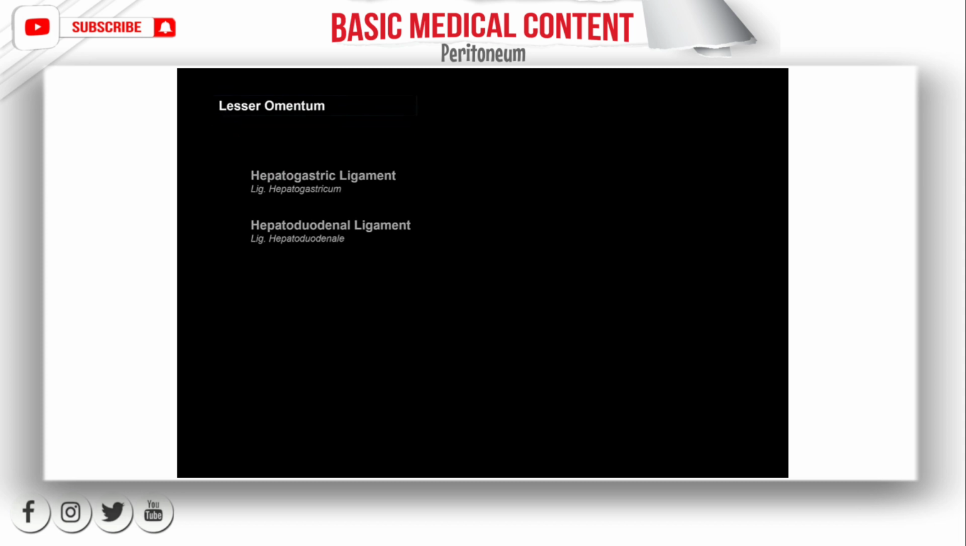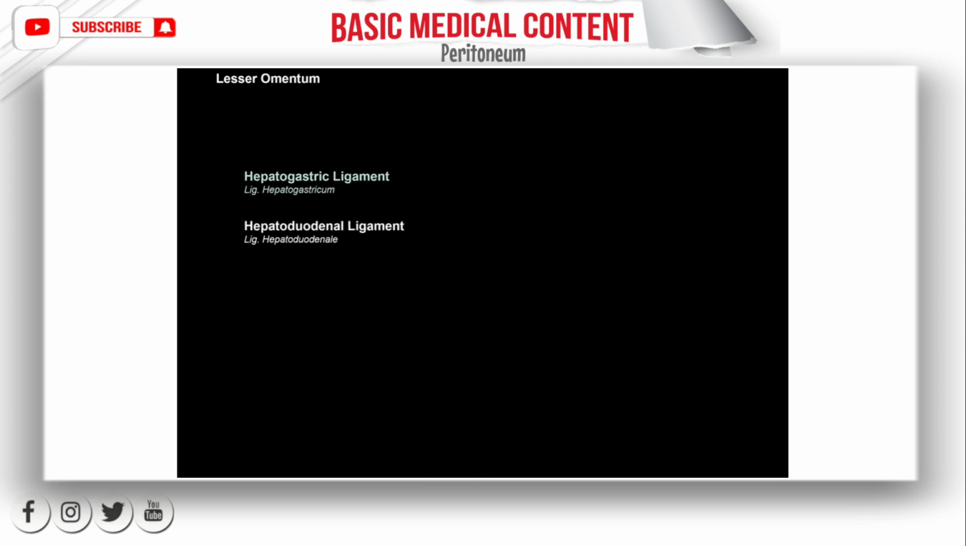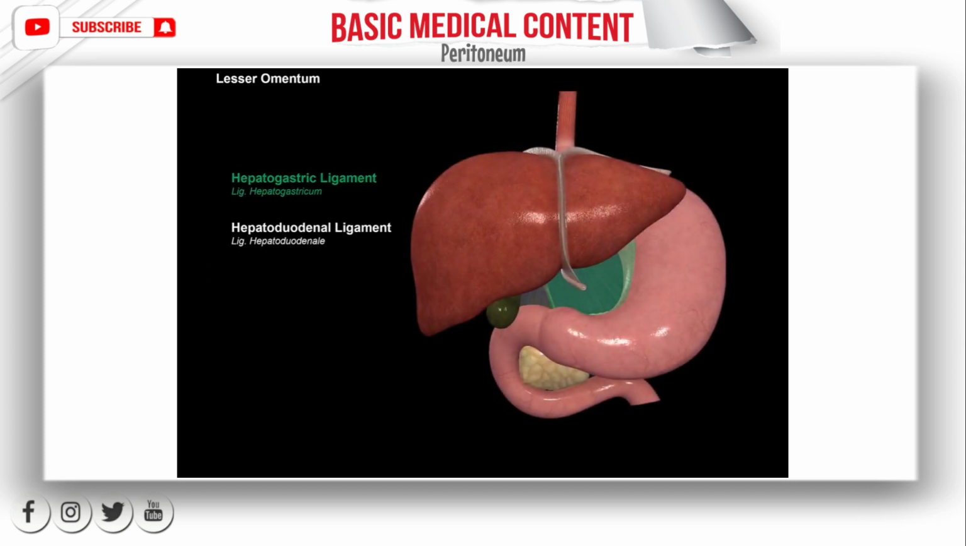So the ligaments of the lesser omentum under the liver are two. So two ligaments make up the lesser omentum. The first one is the hepatogastric ligament connecting the liver to the stomach. And then there's the hepatoduodenal ligament connecting the liver to the duodenum. And both of them start at the porta hepatis of the liver. Remember that one? So the first ligament is the hepatogastric ligament, which is this one that goes from the porta hepatis of the liver to the lesser curvature of the stomach. And then we have the hepatoduodenal ligament that goes from the liver to the duodenum. So these two are the ligaments we call the lesser omentum.